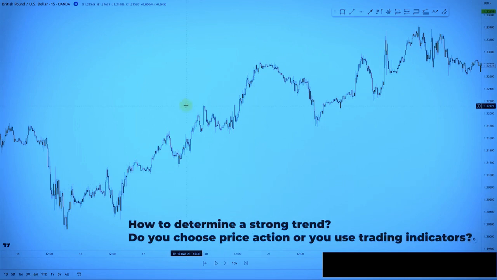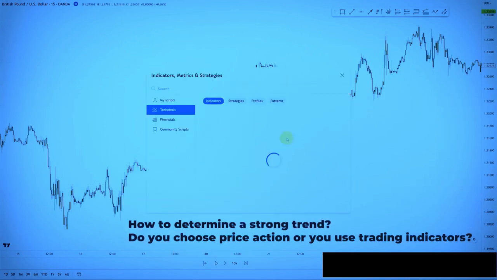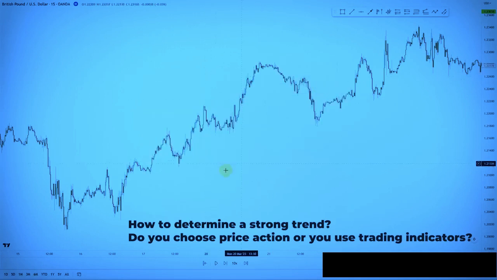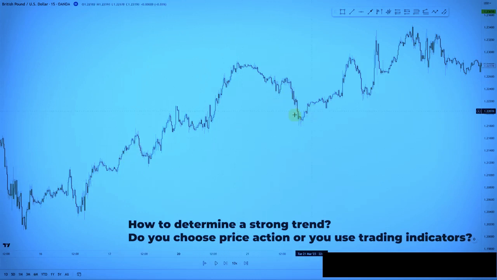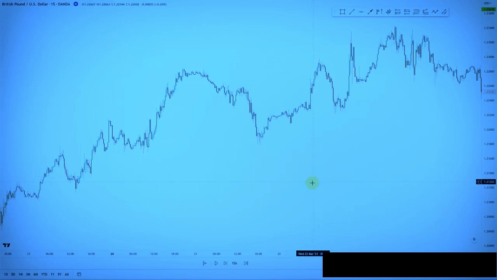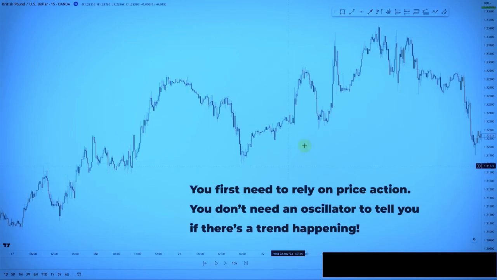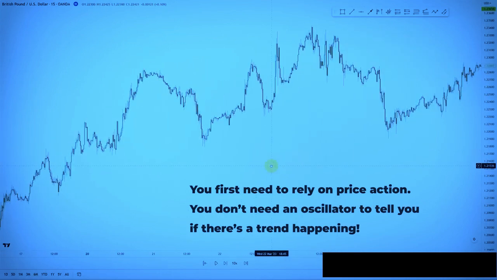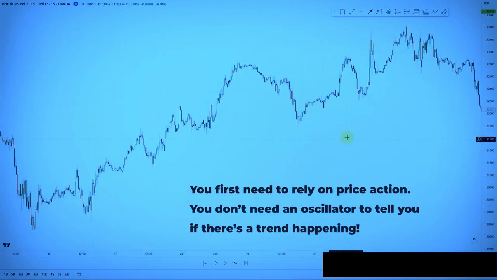You have two choices: to use price action or to use trading indicators. Many day traders, especially beginners, are drawn to indicators, hoping that an indicator will show them when to enter a trade. I prefer to rely first on price action. I also use indicators in my trading, and I will show you later which are the best ones to use, but price comes first. You don't need an oscillator to tell you if there's a trend happening.